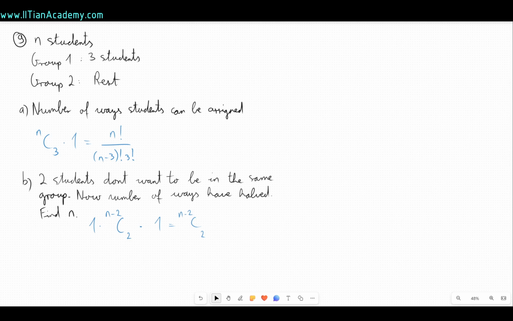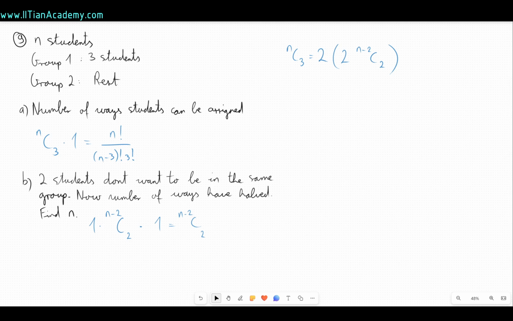And then we are told now that the number of ways the teacher can assign the group has halved. So what that means is that this initial thing we have found is twice as big as what we have found now. So what we can say now is that n choose 3 is 2 times the combinations for this. So this was 2 times n minus 2 choose 2, as for both cases, we had this many choices available. Doesn't matter which one we did.